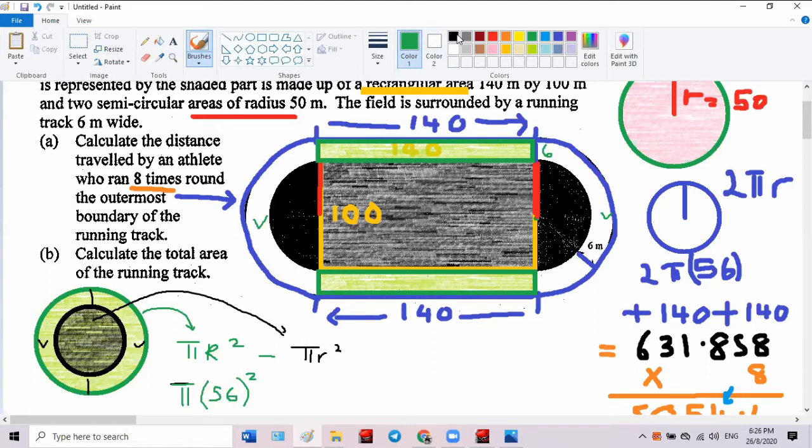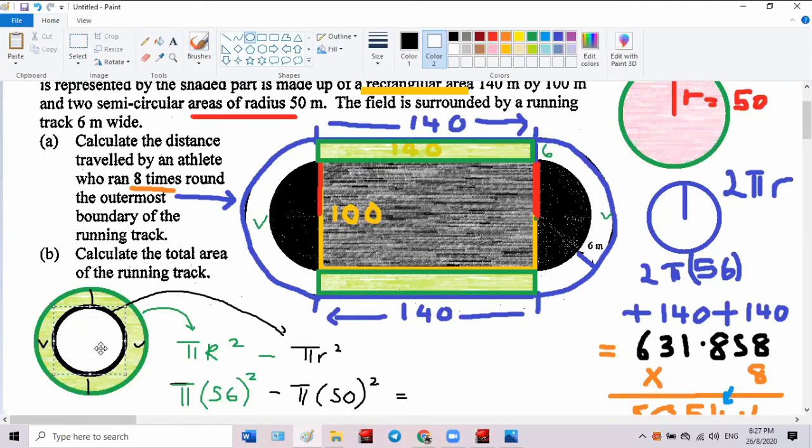Minus pi. What's the small one, Yishan? Black color radius, which one? How much? I just asked you earlier. 50. 50 squared. You understand? Yeah, the big area minus the small area will leave the green color. Understand what I'm saying? Okay, go and calculate. That should be the answer.